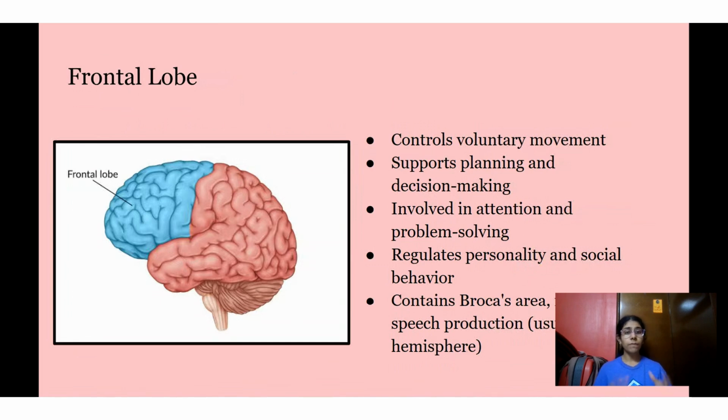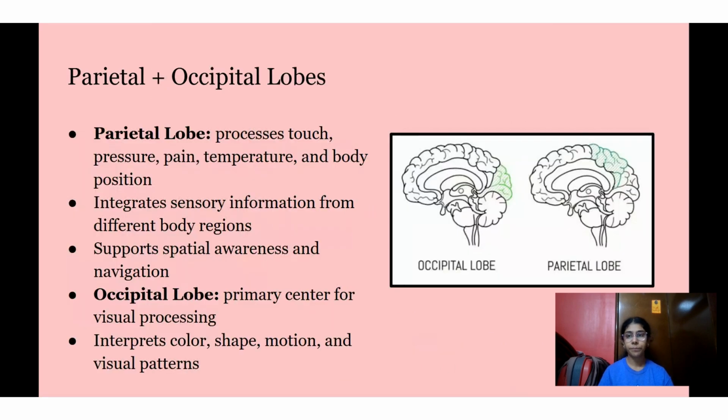The frontal lobe controls voluntary movement, supports planning and decision making, is involved in attention and problem solving, and regulates personality and social behavior. The frontal lobe also contains the Broca's area, that's important for speech production and usually on the left hemisphere of the brain. Now, one can see that patients who have damaged Broca's areas usually experience broken speech. So that means they're having trouble forming their words beyond just a normal stutter. And so the B from broken and B from Broca are associated together to remember those two things better.